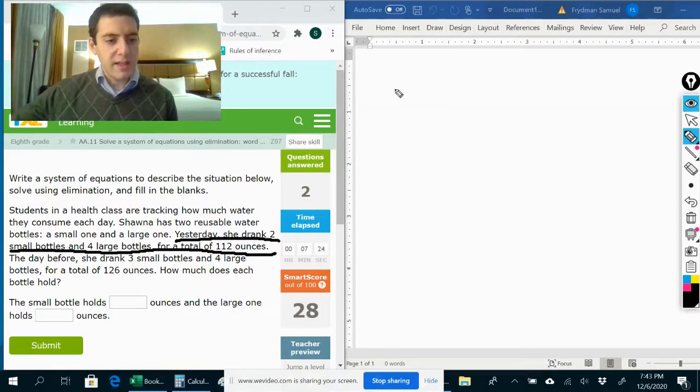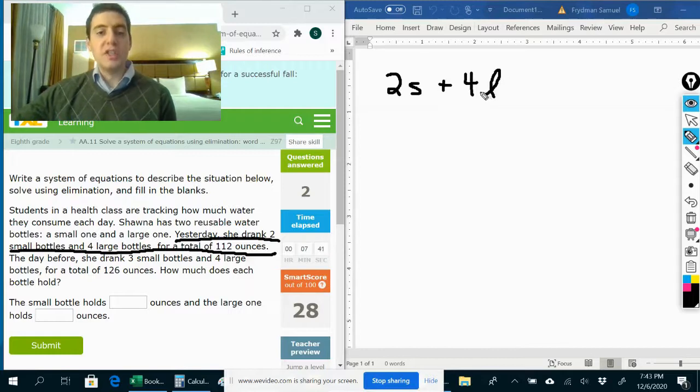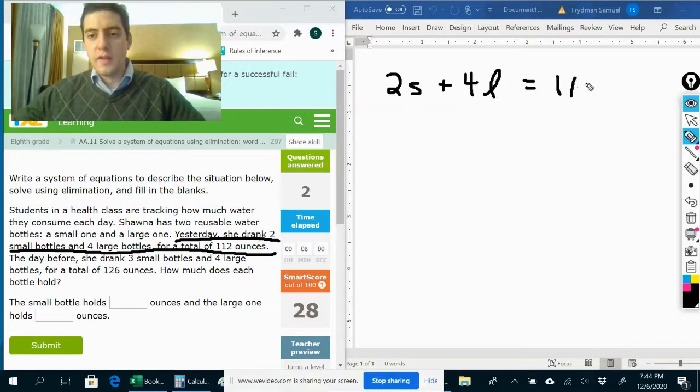Okay, so let's let S represent how many ounces each small bottle can hold. So 2 of those small bottles could hold 2S ounces. And then we're going to add 4L. L represents how many ounces of water each large bottle can hold. So 4 of them would be able to hold 4L ounces equals, all right, so 2 small bottles plus 4 large bottles is a total of 112 ounces.